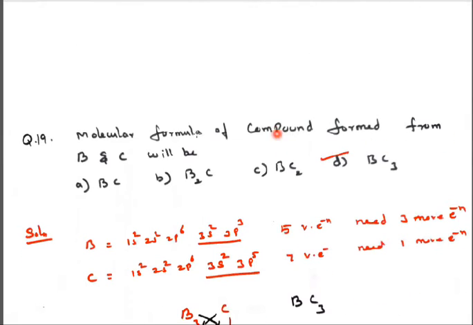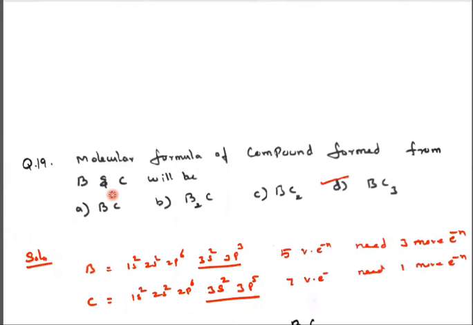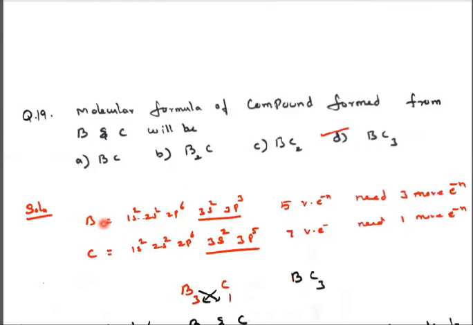The molecular formula of the compound formed from B and C will be BC, B2C, BC2, BC3. Boron and carbon? Very sorry, they have generally given B and C. 1s2, 2s2, 2p6, 3s2, 3p3. That is 2 plus 3, 5 valence electrons. It needs 3 more electrons to attain a stable electronic configuration of the octet rule.